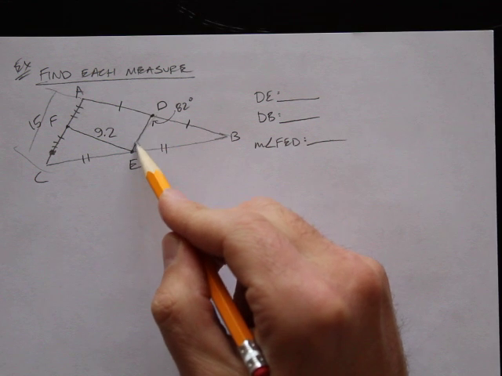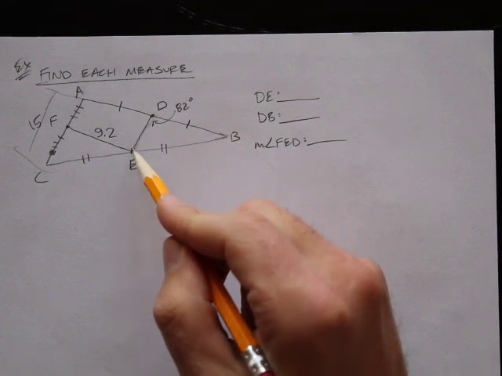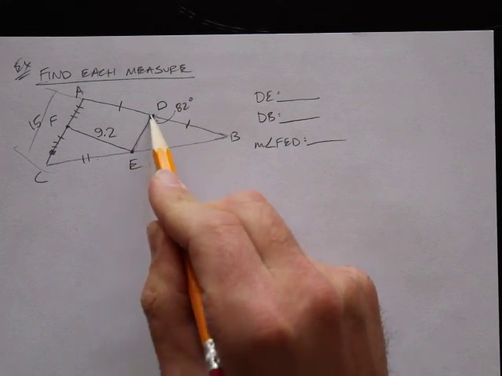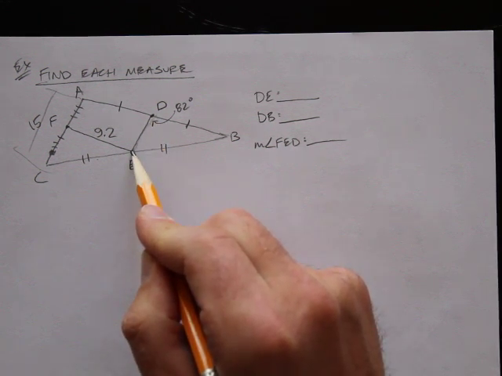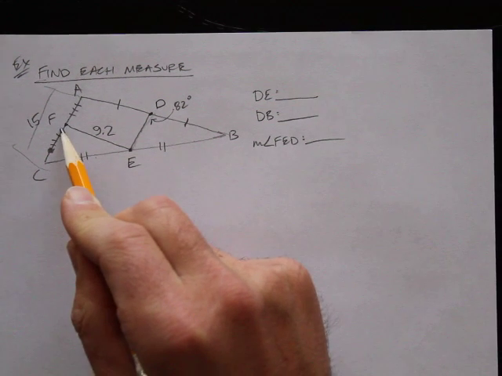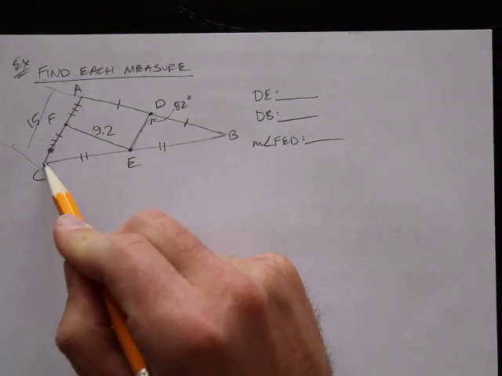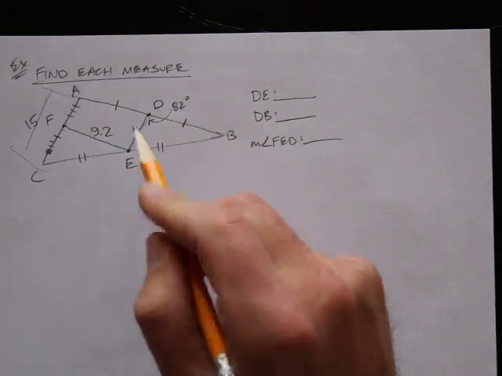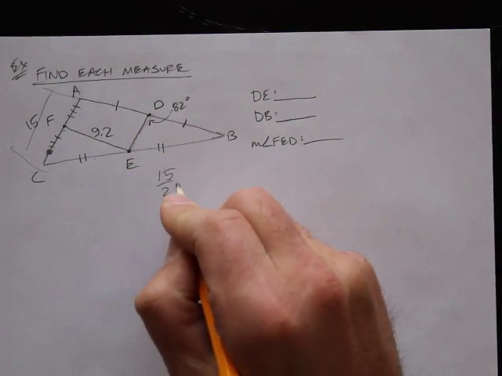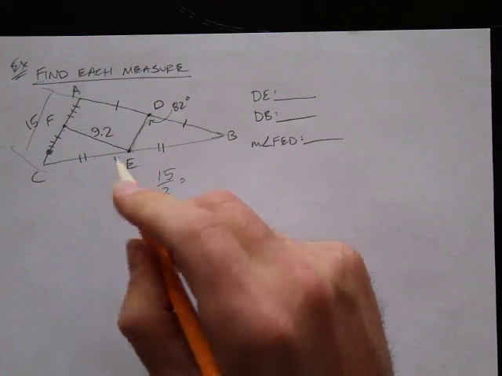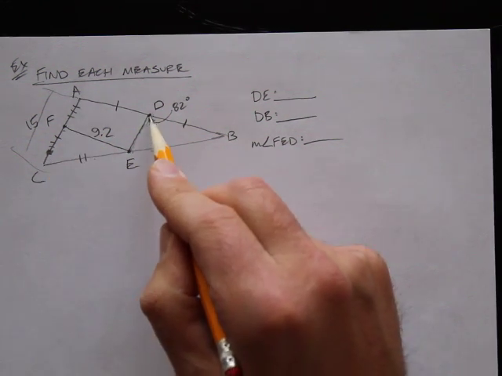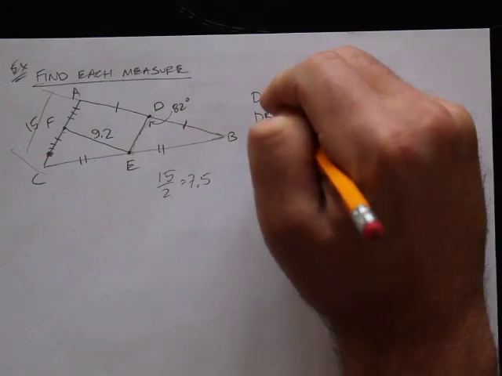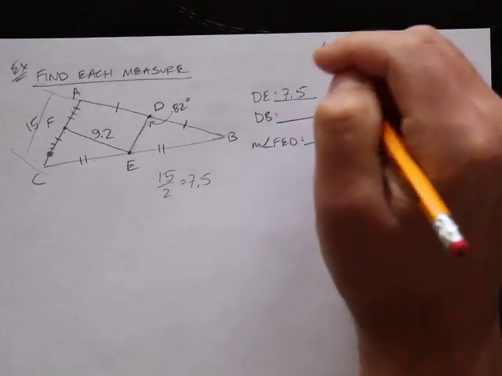So this mid-segment, I know it's a mid-segment because these two are equal, so these two cut those in half. So this is a mid-segment. This mid-segment is parallel to this side, and it's half of this side. So I know 15 over 2 is going to get me what DE is. This side divided by 2 is going to get me DE. So 15 divided by 2 is 7.5. So DE is 7.5.